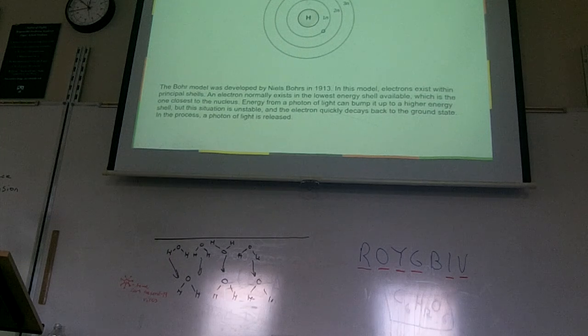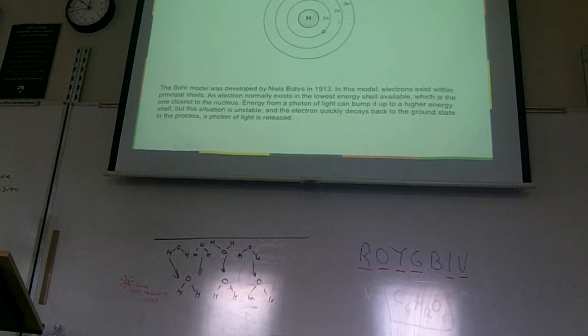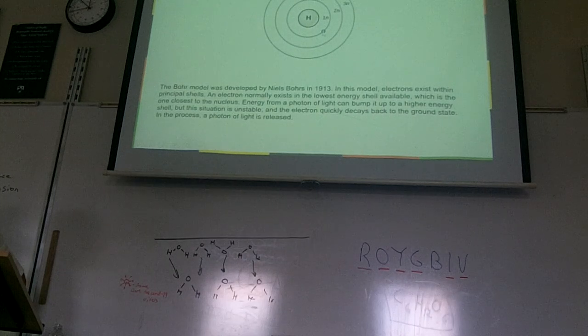This is the Bohr model of the atom. This is the first energy level, the second energy level, the third energy level. Electrons exist in energy levels. The first level can hold 2 electrons. The second level can hold 8 electrons.